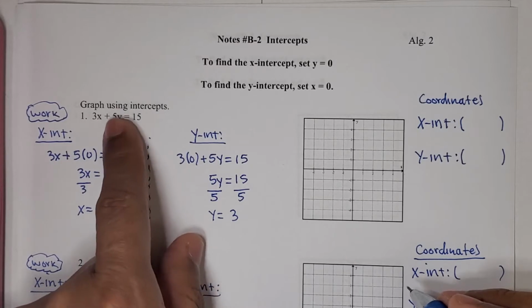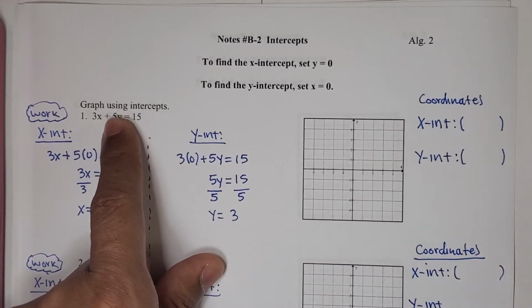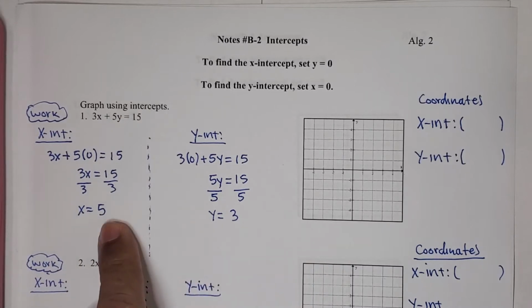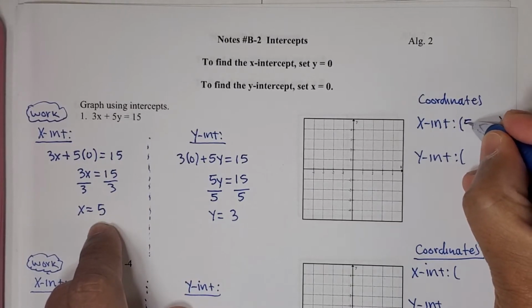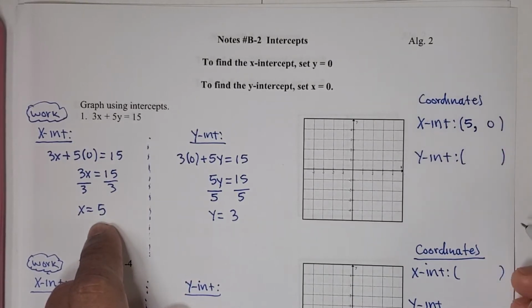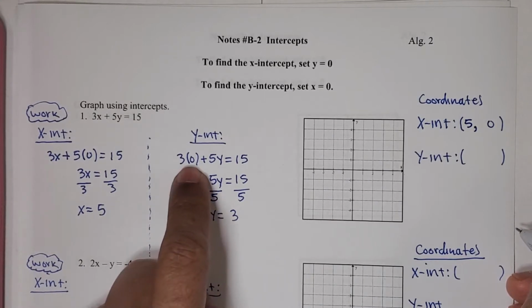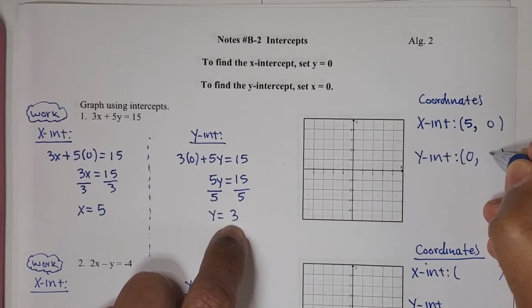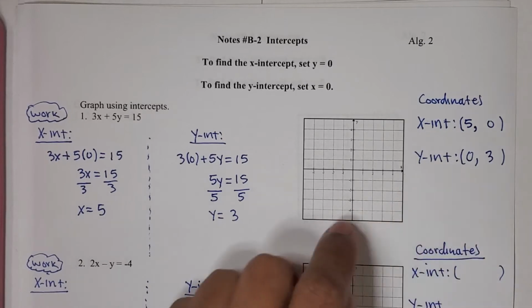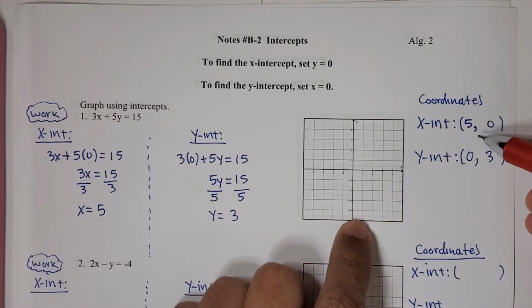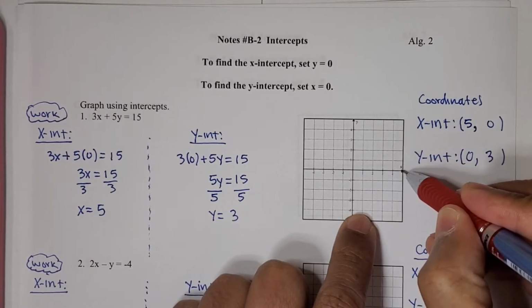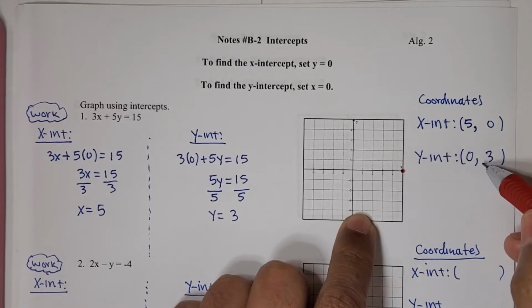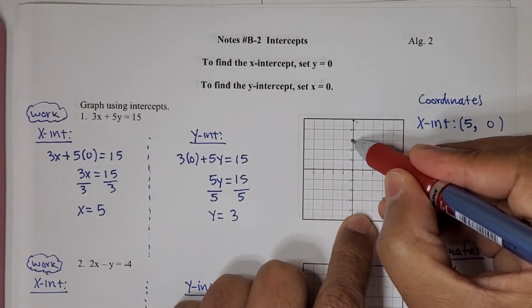Since we're being asked to graph, I'm only going to have the x-intercept and y-intercept coordinates. For the x-intercept, remember y has to be equal to 0, and we know x is 5, so the point is (5, 0). For the y-intercept, we set x equal to 0, so the first coordinate is 0 and the y-coordinate is 3. Once we have the coordinates, we plot them. (5, 0) is 1, 2, 3, 4, 5. The next one is (0, 3), so x is 0, y is 3: 1, 2, and 3.